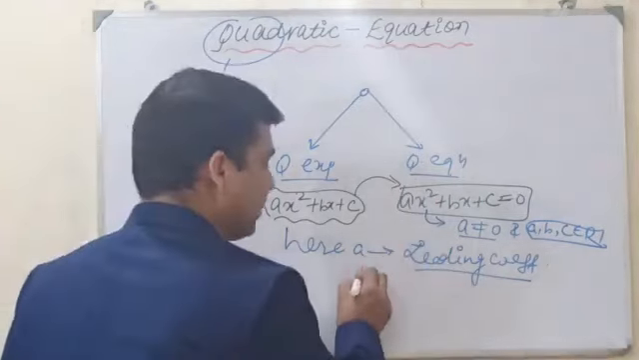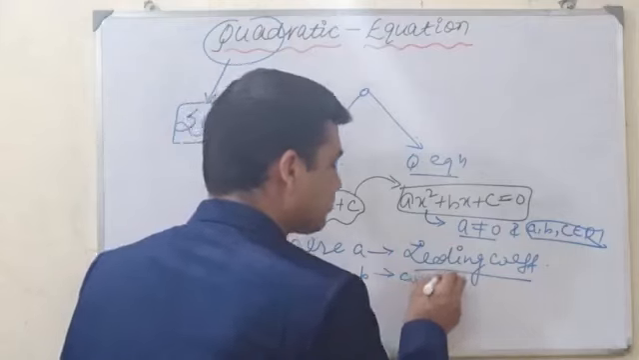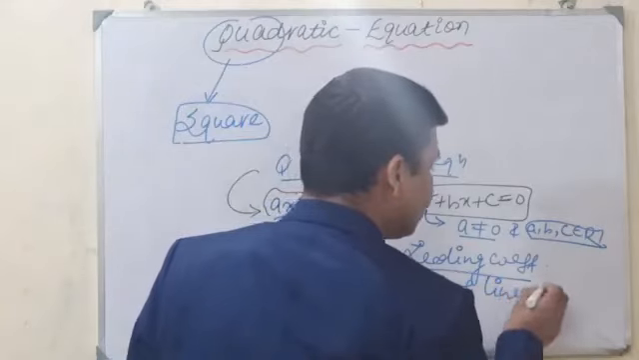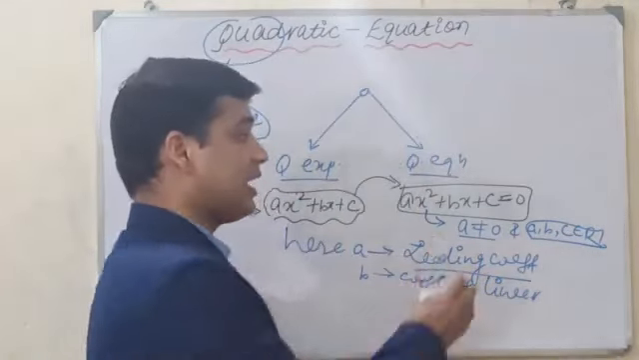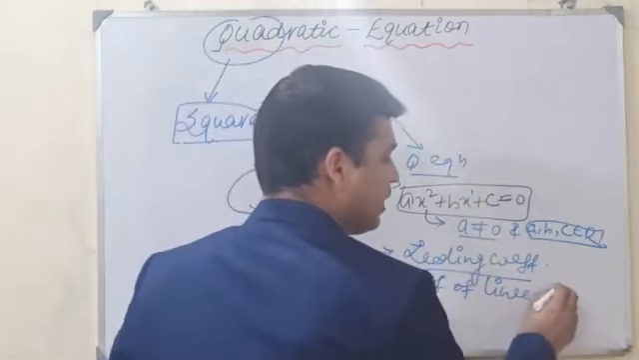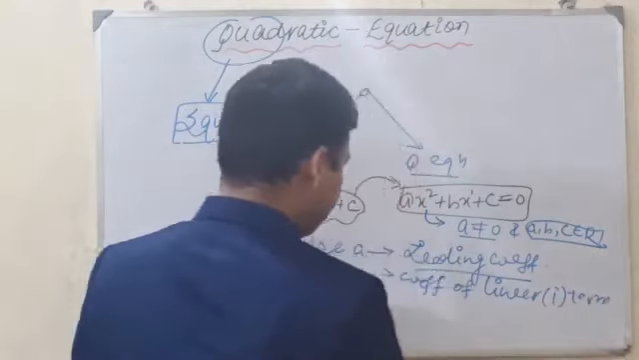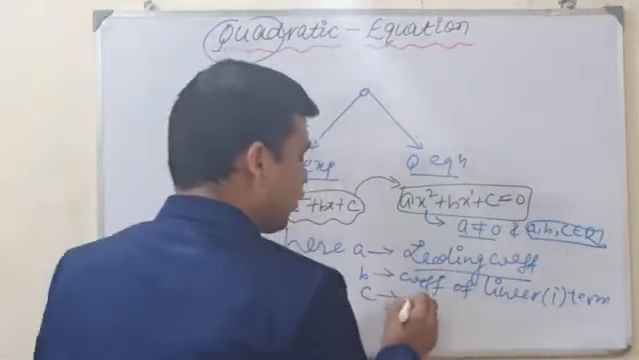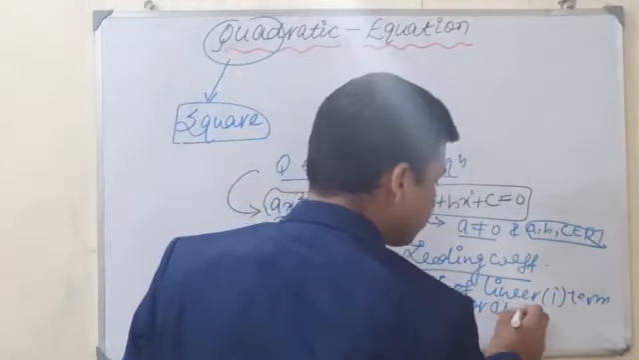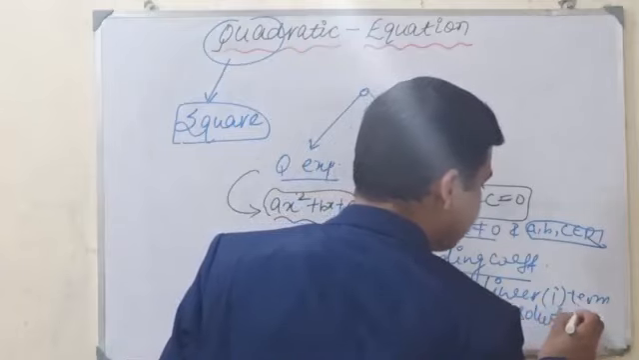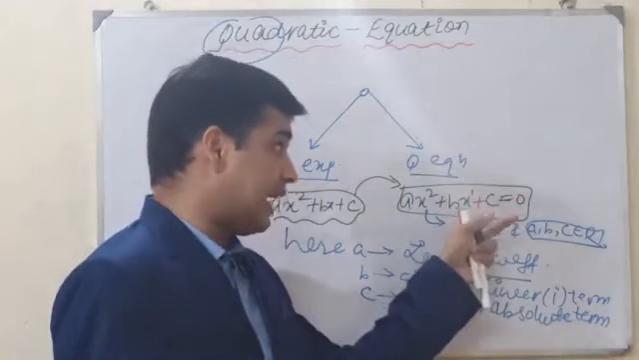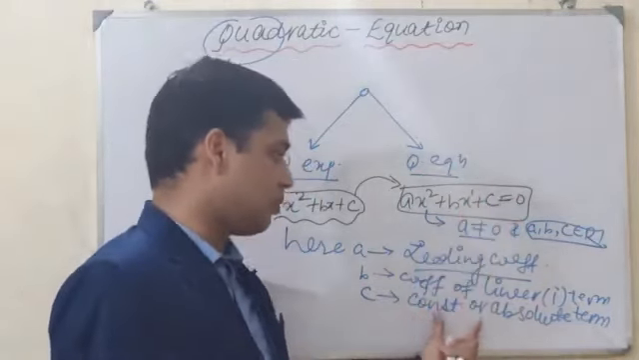And what is b here? b is called the coefficient of the linear term. What is the meaning of linear? Linear means 1 degree, meaning x raised to the power 1. So the power of x is 1 here, and that's why it is called the 1 degree term. And c is called the constant term, or you can say the absolute term. Why is it called constant or absolute term? Because there is no variable attached with this c.